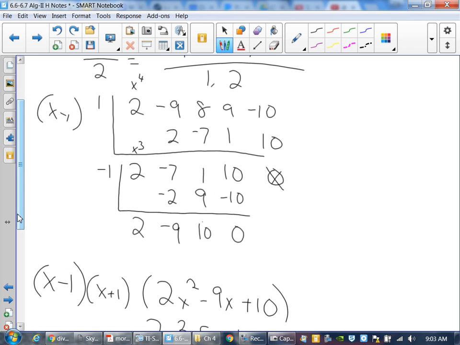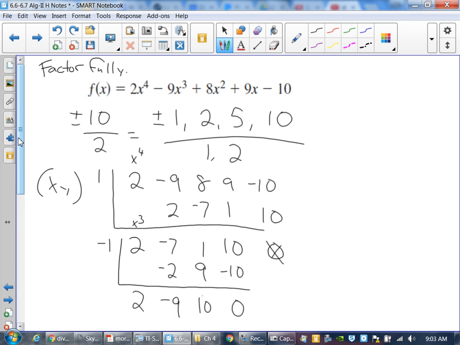Wait, how do you get like 1, 2, 5, 10 over 1, 2? What are all your factors of 10? 1, 2, 5, and 10. What are your factors of 2? 1 and 2. But wouldn't there be like 1/2? Yeah, it's in there. I just don't list it out.